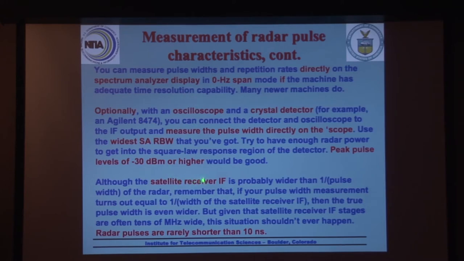Let's see, what else? Bear in mind that radar pulses are rarely less than 10 nanoseconds, but if a pulse width were 10 nanoseconds, one over the pulse width would be 100 megahertz. You're probably not going to have 100 megahertz bandwidth on a spectrum analyzer. In fact, I know you won't. And you may have a hard time getting that on an oscilloscope, although the detector will have that much bandwidth, the scope might or might not. So there may be some cases where you're limited by the bandwidth of either your scope or your spectrum analyzer, in which case you just have to say that the pulse width is less than or equal to some number, but that's all you can say.